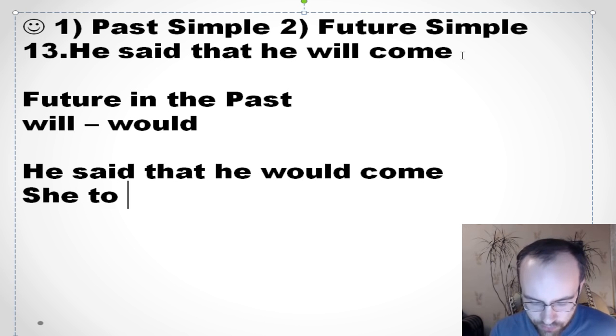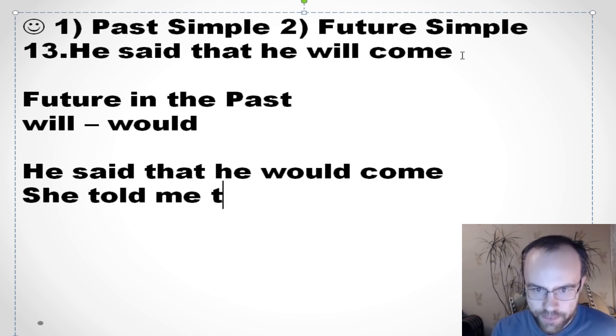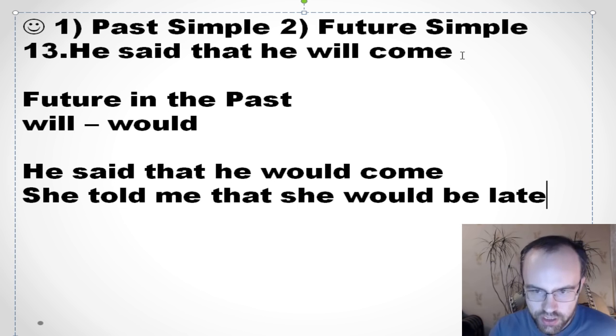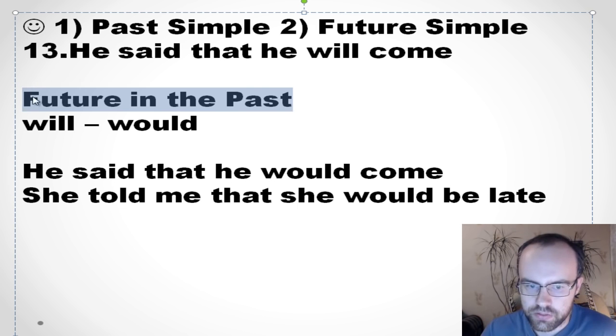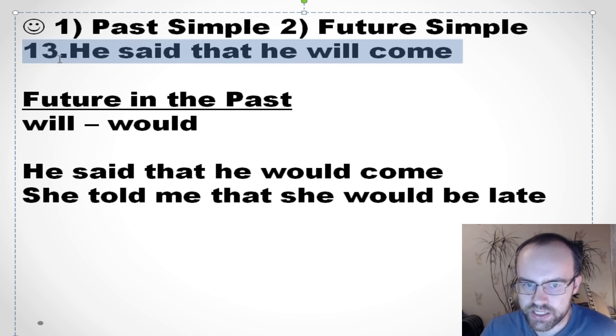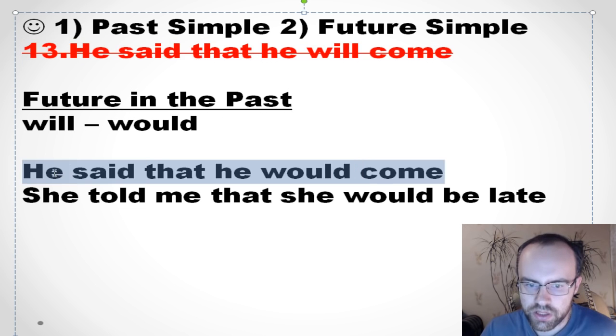Or she told me, for example, she told me that she would be late. Would be late. So it's future in the past. So you have this part of the sentence in the past, yeah, past simple, and you need to use would, okay? So this sentence isn't correct. Only this one. He said that he would come.